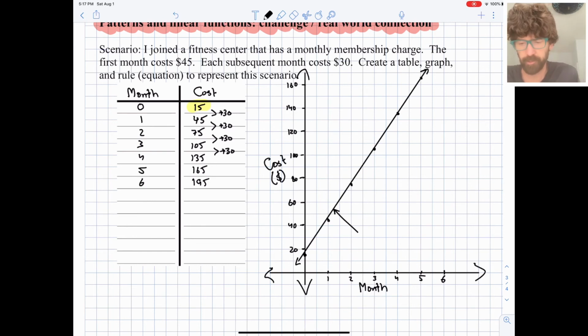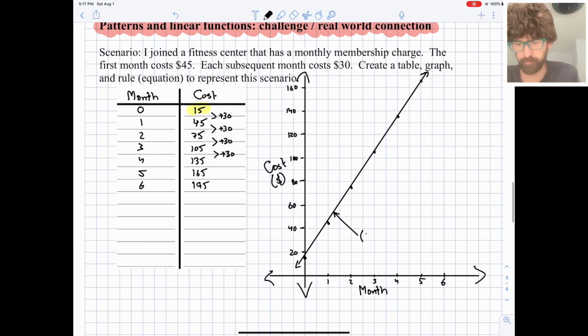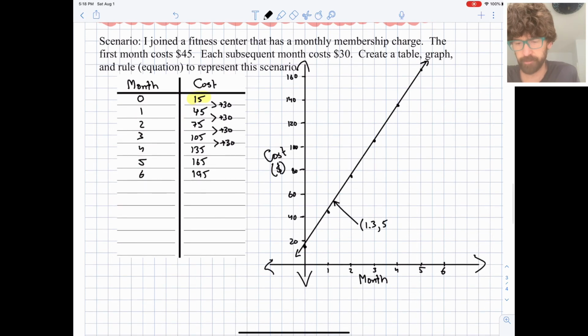Would you ever join a fitness center for, it looks like maybe 1.3 months and pay maybe $55? That probably wouldn't happen in the real world, right? You have to pay month by month, okay? But still, I think it's helpful to highlight the fact that we're dealing with a linear function, and all the points should fall on a straight line.